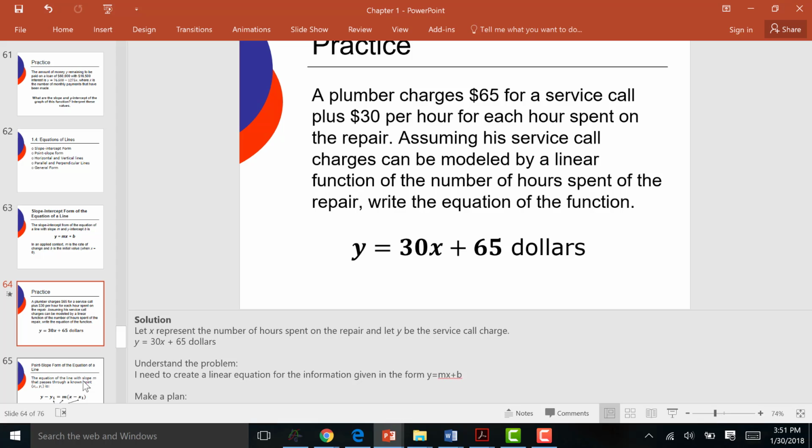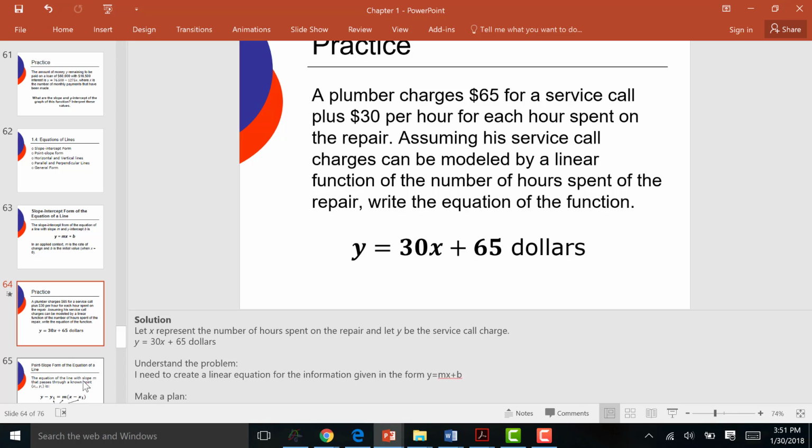So, every single time, in this particular case, you've got y equals 30x. Why did we write 30x? Based upon what the paragraph says, why did we write 30x? They said $30 per hour, so 30 times x, and x represents the number of hours of work that they did, plus the $65 flat fee.